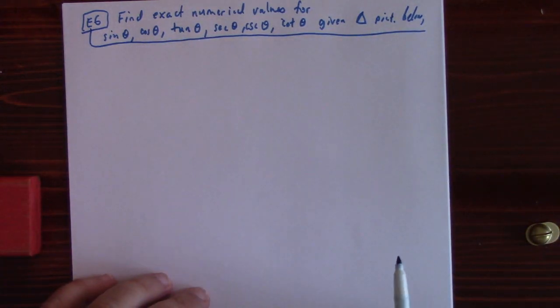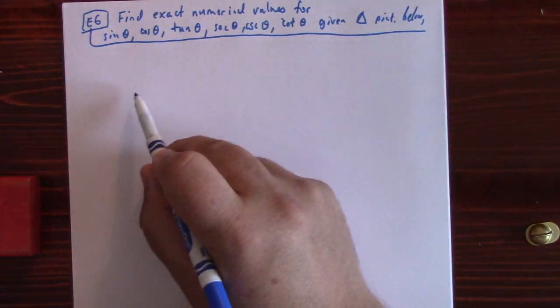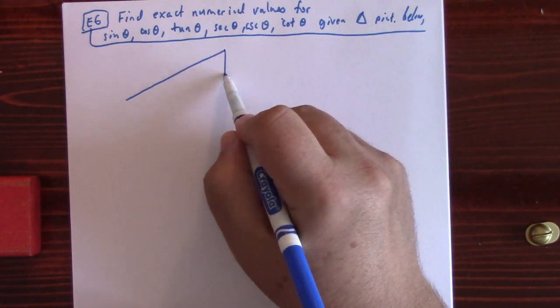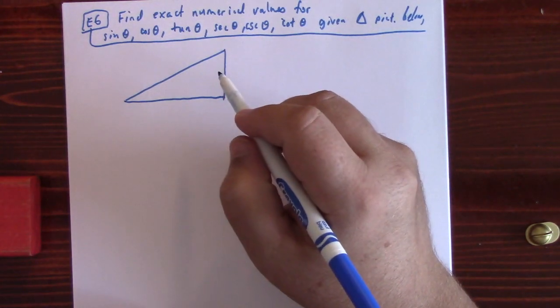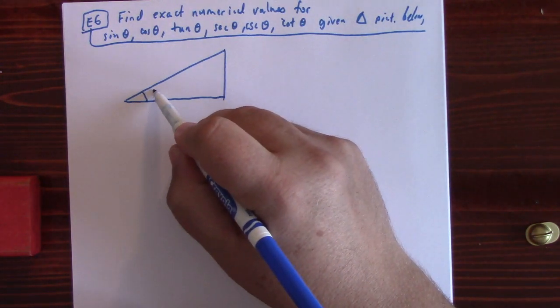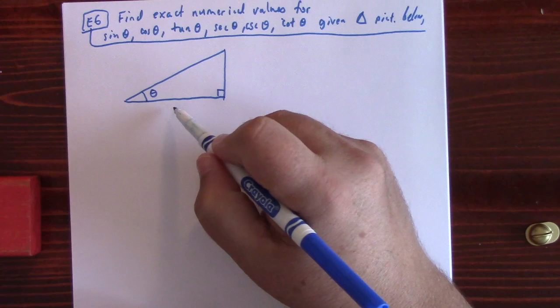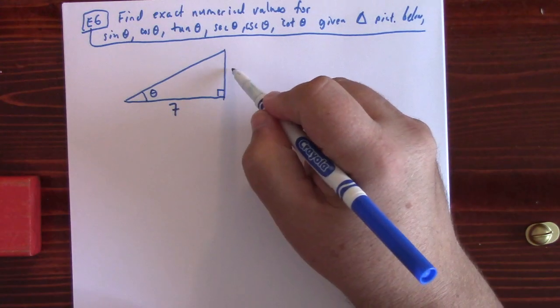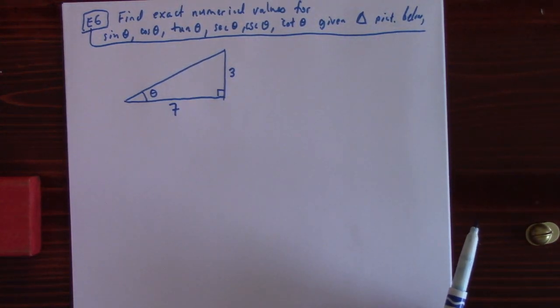Alright, so triangle, triangle, triangle. Suppose I'll put my theta here. So my right angle, of course, 7, 3. There we go. Alright, so first of all, that's what's given. I'll make the solution in red.